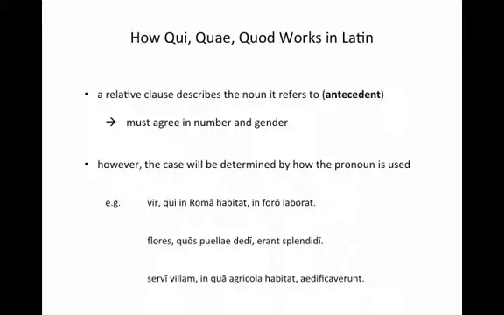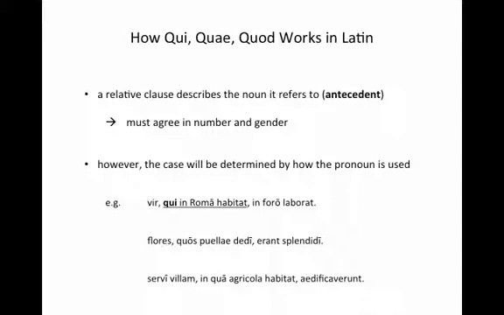So let's look at these sentences below. The first one, "vir qui in Roma habitat in foro laborat," is the exact same sentence in Latin that we saw as our English example. So note that in this sentence, qui is our relative pronoun, and the clause which contains qui runs all the way from our relative pronoun until the first verb we encounter. So, qui in Roma habitat.